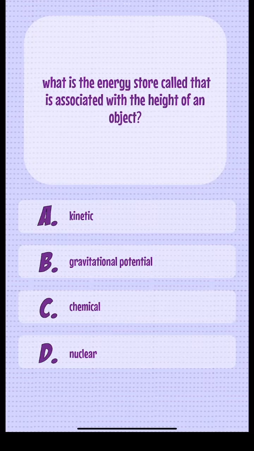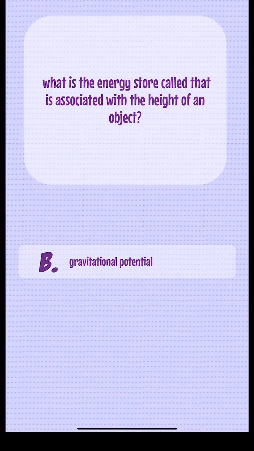The height of an object. There's only one in this list that has height in it. So the answer would be B. Yeah, B is the answer. That's the only one that's got height in it. The equation is mgh, mass times gravitational field strength, times height.